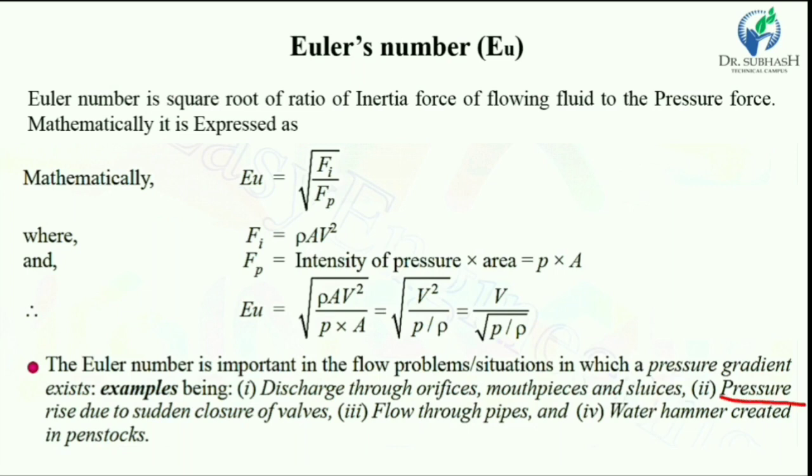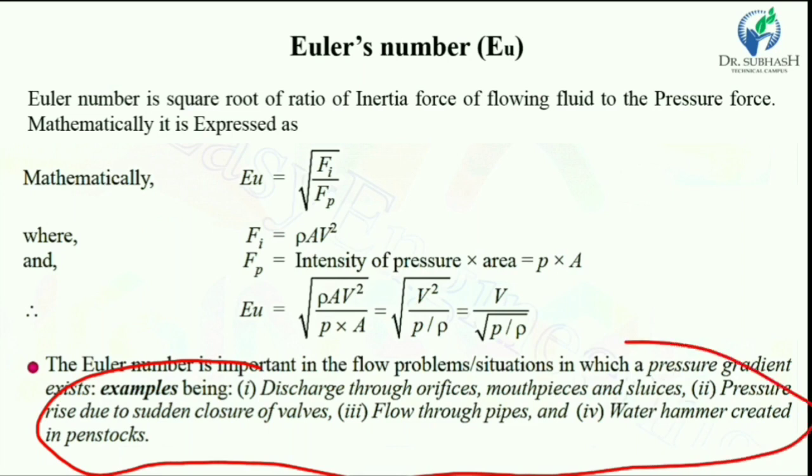Second one is the pressure rise due to the sudden closure of valves. Third one is the flow through pipe. Fourth one is the water hammer created in penstocks. Now these are the cases where the Euler's number is important, or we can say that the pressure forces are significant.